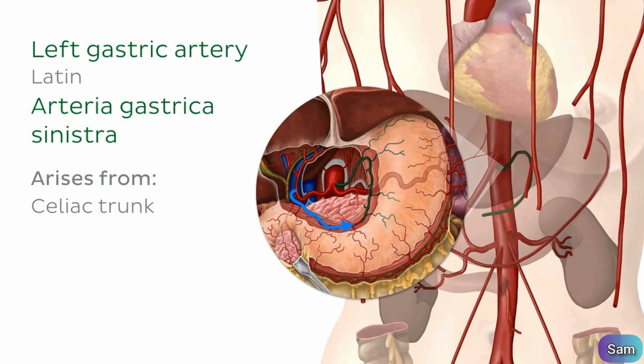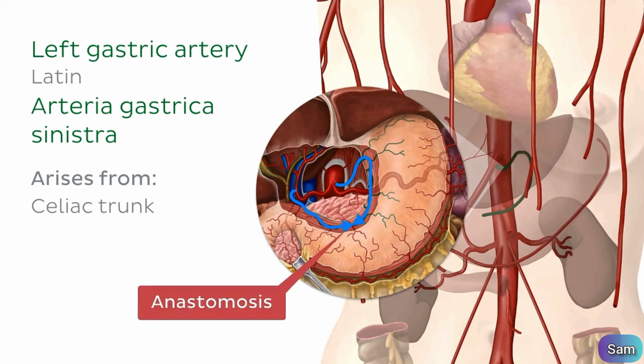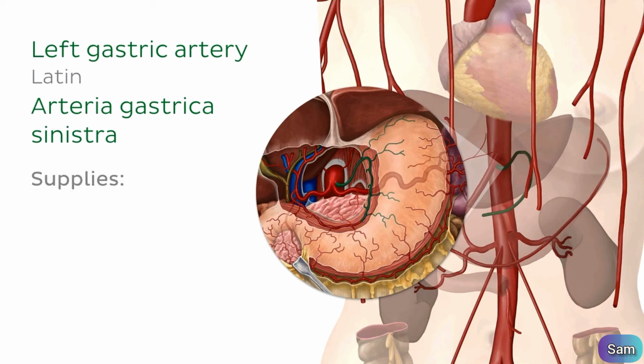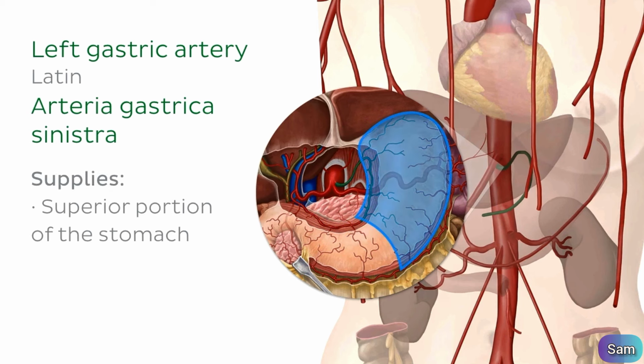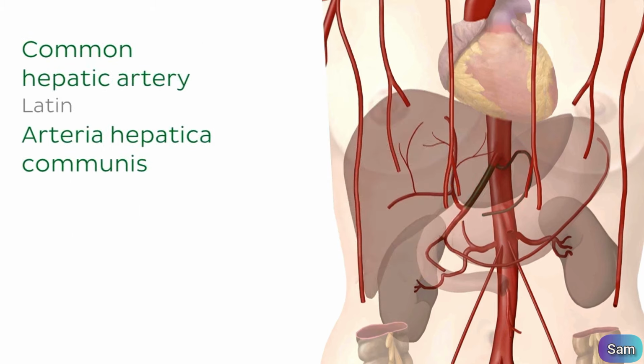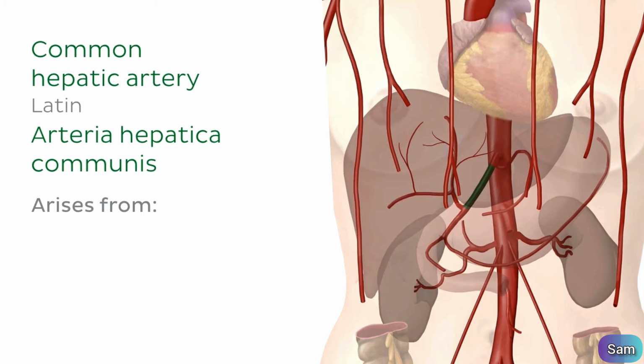And the fact that this is called the left gastric artery logically infers that there must also be a right gastric artery, and we can see this here. And as you can see, the 2 arteries meet here to form what is called an anastomosis, which is basically a term for when 2 otherwise diverging branches of the arteries join together. The left gastric artery supplies the superior portion of the stomach, as well as also giving off branches to the esophagus.